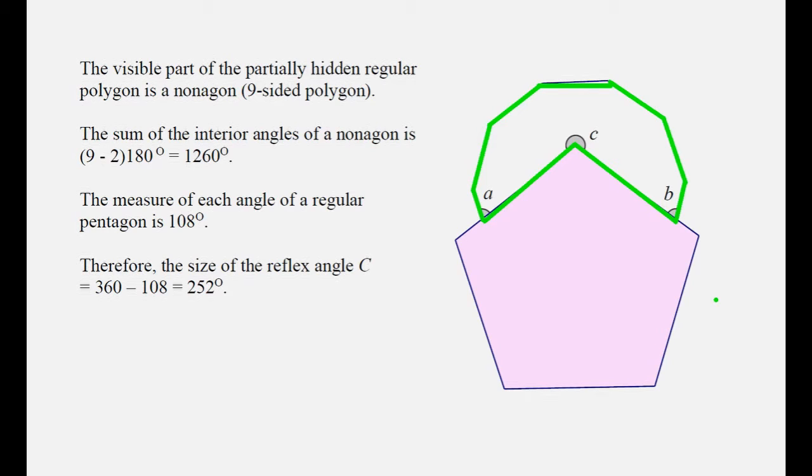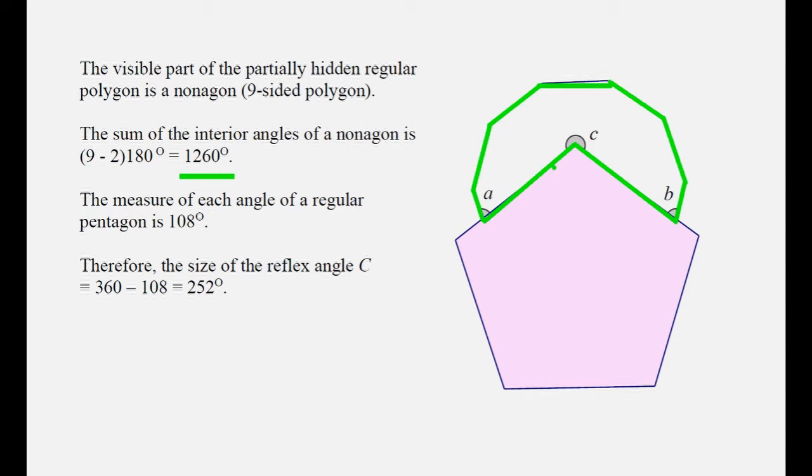Of course, it's not regular. And we also know A plus B is 144. The question says that. We need to calculate this reflex angle, C. So, the visible part of the partially hidden regular polygon is a nonagon. That's what I'm trying to explain here with green lines. Now, the sum of the 9 angles of any 9-sided polygon is 9 minus 2 times 180, which is 7 times 180, which turns out to be 1260.